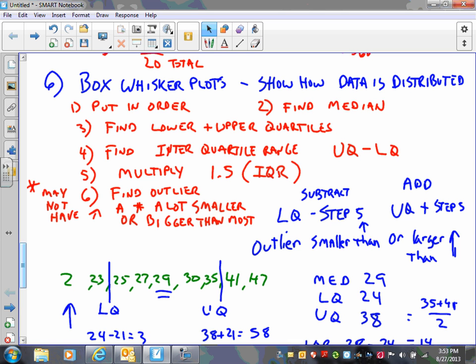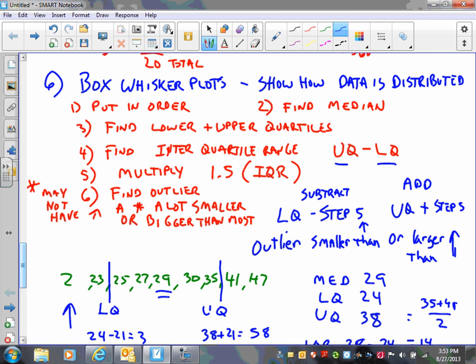Now this stuff, 4 through 6, that's stuff we didn't do yesterday. You have to be able to find the interquartile range. Just like when we were talking about range, it's the bigger number minus the smallest number. Since it's interquartile, I take my upper quartile and subtract my lower quartile. Now step 5 is to tell me if I have any outliers.